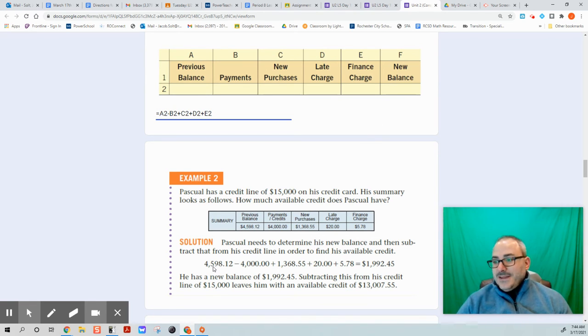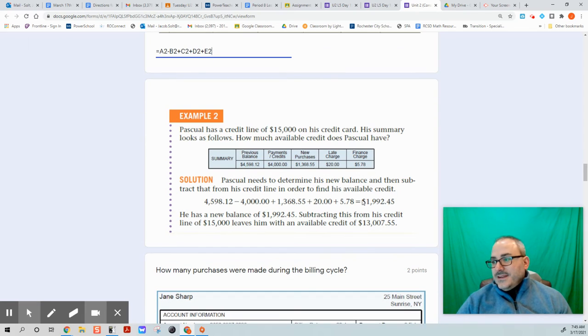So here goes. We're taking the previous balance. We're subtracting the payments and credits. We're adding the new purchases, right? We're adding the late charge, right? We're adding the finance charge. And then we get $1,992.45. Okay. Now that we have this number here, this is the new balance, and we take the $15,000, we subtract the new balance.